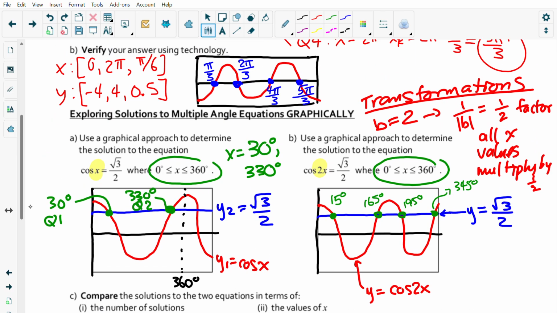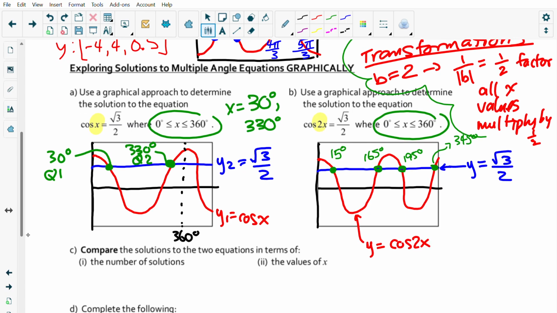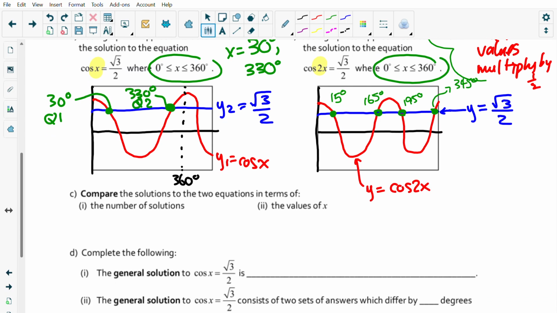Okay, now we're going to compare, but remember this discussion that we had about transformations. That's one way to think about it, and graphically solving this. Letter C, compare the solutions to the two equations in terms of the number of solutions. So within the domain 0 to 360, it's 2 versus 4 solutions.